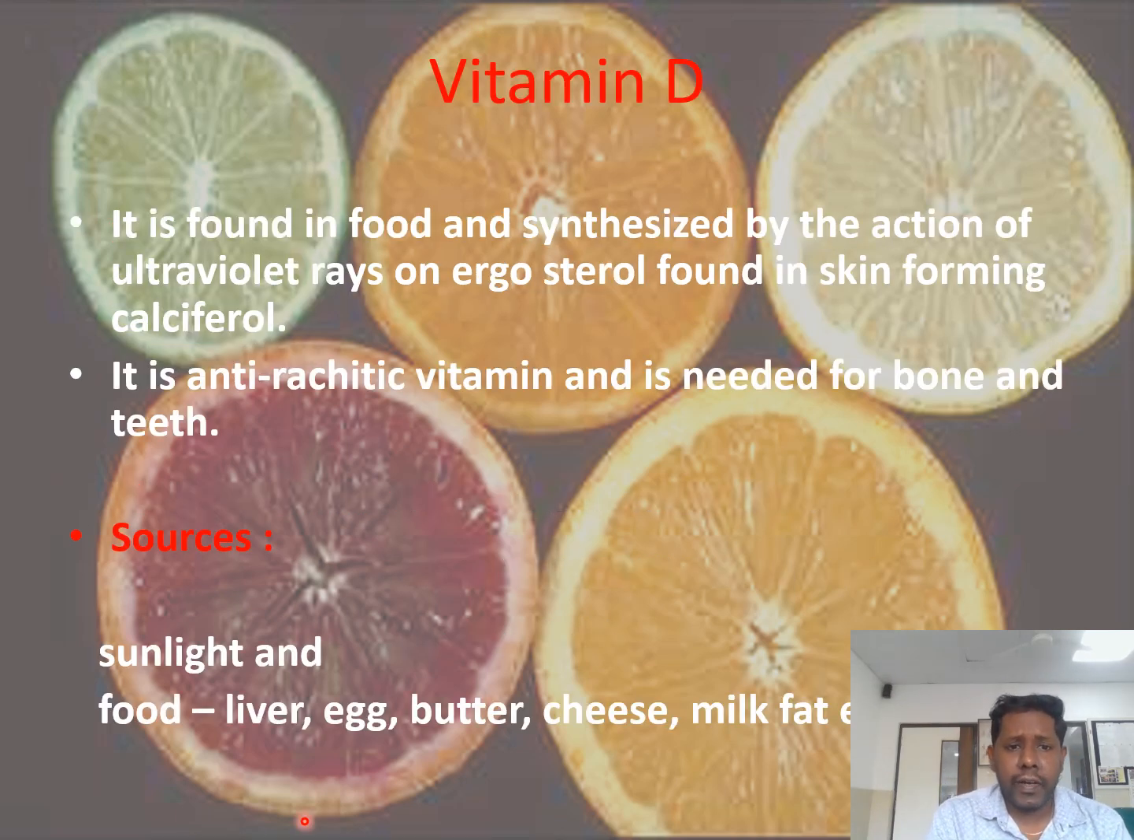So coming to vitamin D, one of the most important vitamins. It is found in food and synthesized by the action of ultraviolet rays on the ergosterol found in the skin, forming a calciferol. The other name for vitamin D is cholecalciferol. It is also called the sunshine vitamin or the anti-rachitic vitamin, and is needed for the bones and teeth. Especially for our teeth and bones, vitamin D plays a major role. And these are the various sources of vitamin D.